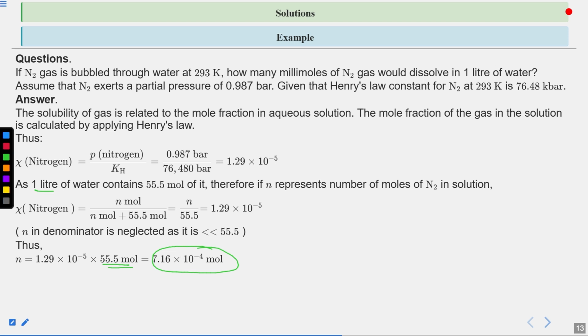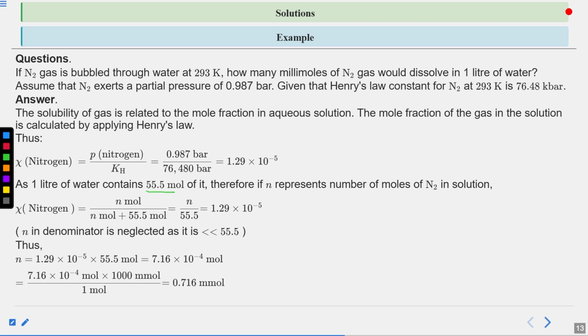Remember that 1 liter of water has 55.5 moles. So this is a calculation from the density of water, which is equal to 1. So the density of water is 1 gram per milliliter. From there, we have got this value. Now, if you convert these moles into millimoles, you will get 0.76 millimoles. Let's multiply this by 10 to the power 3 to get the millimoles.